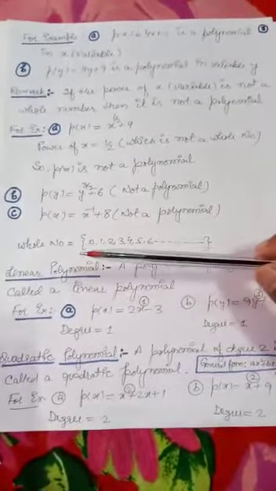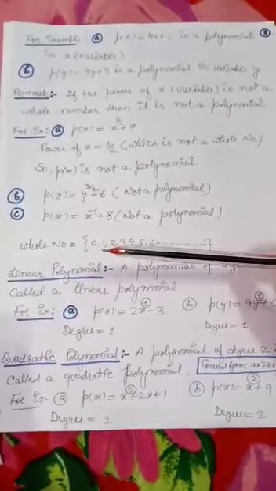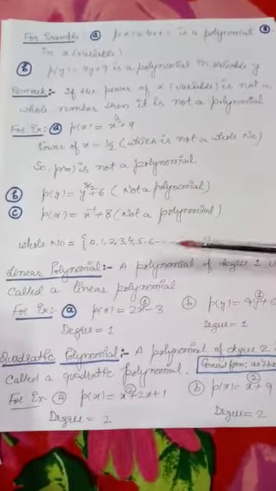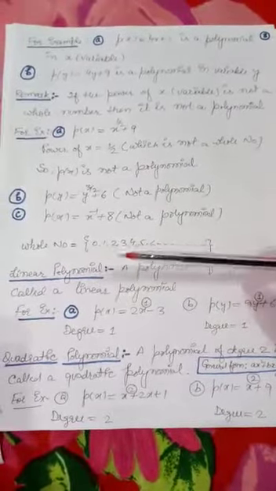We all know the whole numbers. Whole numbers start with 0: 0, 1, 2, 3, 4, 5, 6. All are whole numbers. The smallest whole number is 0.